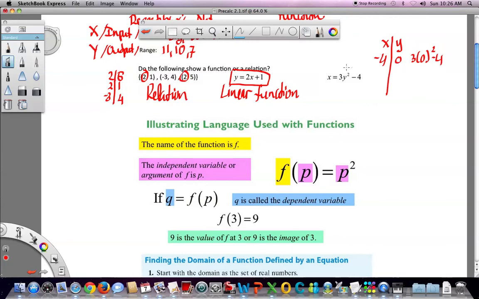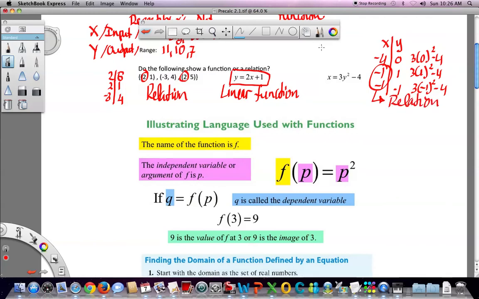But the squaring here means that both positive and negative values should give me the same. So if you plug in 1, so 3 times 1 squared minus 4, 1 squared is 1, and 3 minus 4 is a -1, you see that x of a -1 has a y of 1. But so does this one. If you use a -1, 3 times a -1 squared minus 4, and -1 squared is also 1. So again, this gives you a -1. So we're back to repeating x's. So this is a relation.